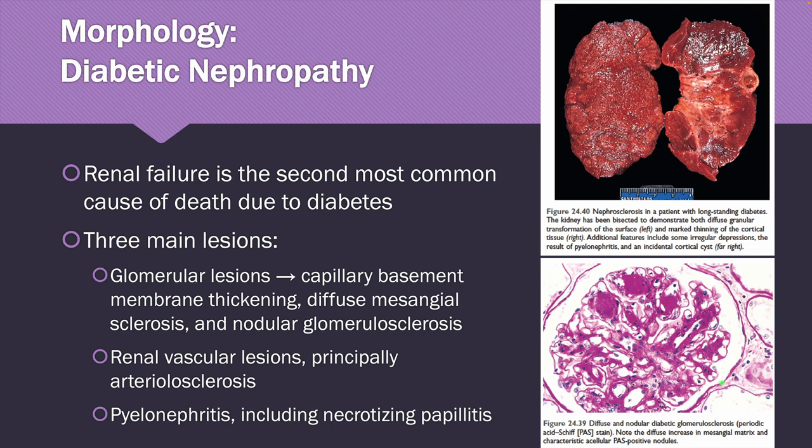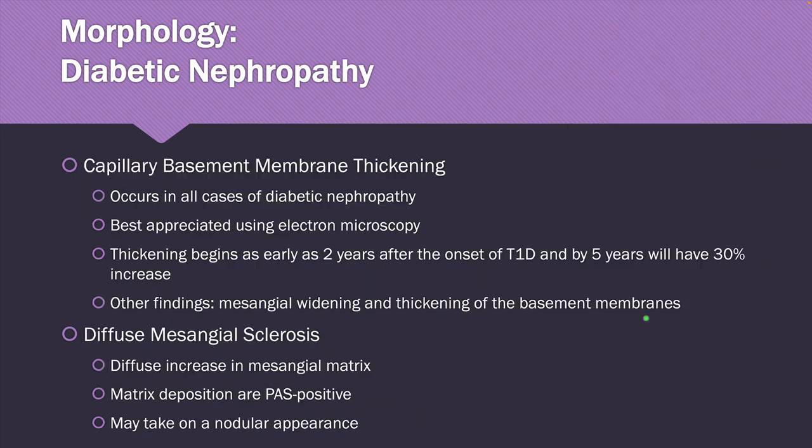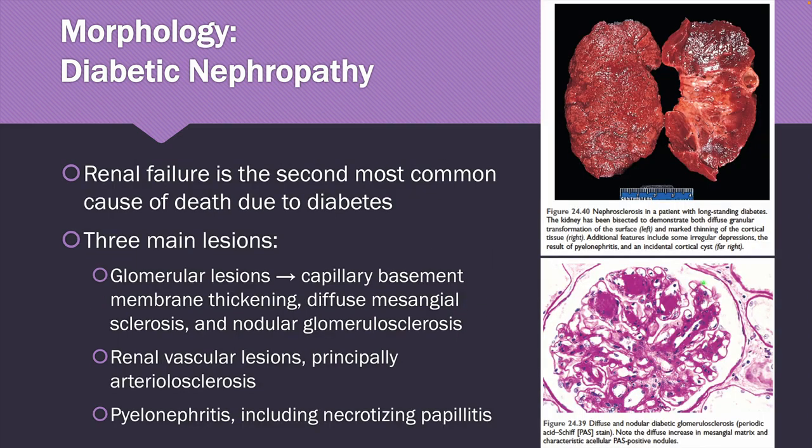So, you have three main lesions over here. You have glomerular lesions. So, basement membrane thickening. Ayan siya. This one is nodular glomerulosclerosis. As you can see over here, ito yung Kimmelstiel-Wilson lesion mo. You can also have renal vascular lesions, principally arteriolosclerosis. And you may also see pyelonephritis. So, for capillary basement membrane thickening, it will occur in all cases of DM nephropathy and best appreciated using an electron microscope. So, you will see widening and thickening of your basement membranes, such as what you see over here.